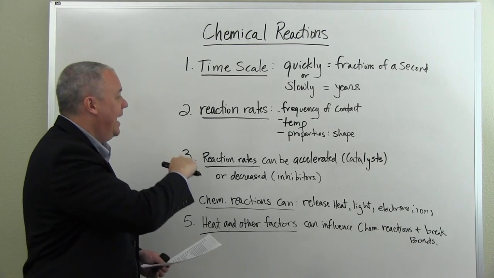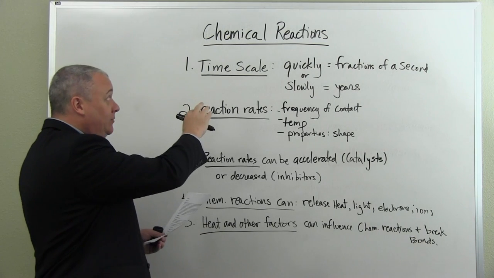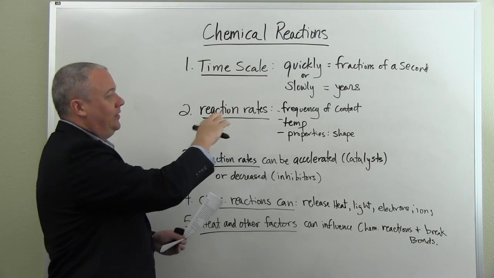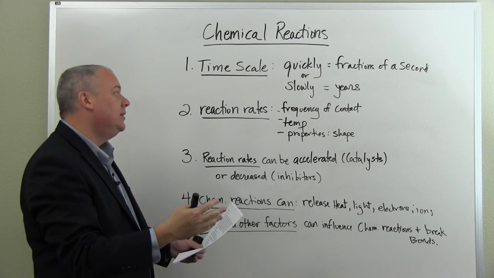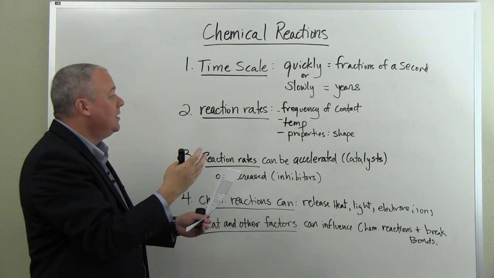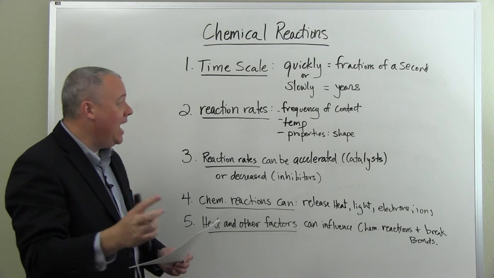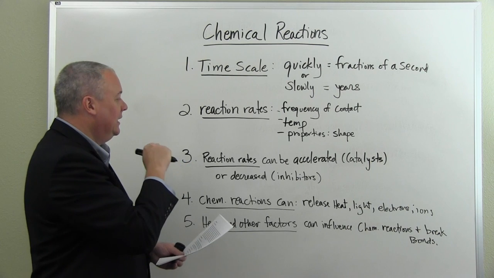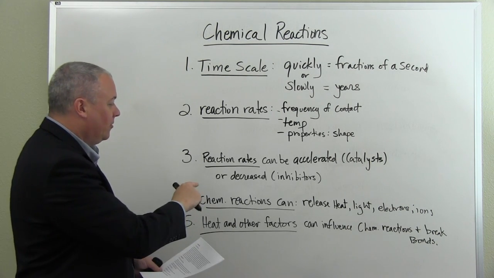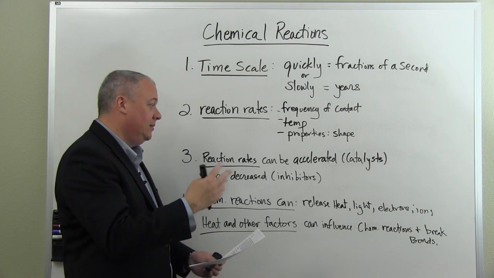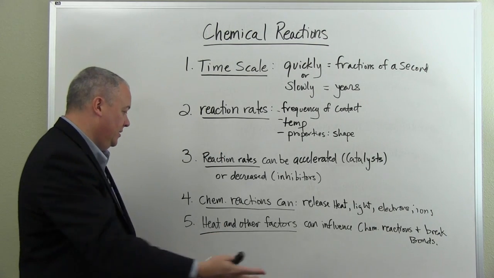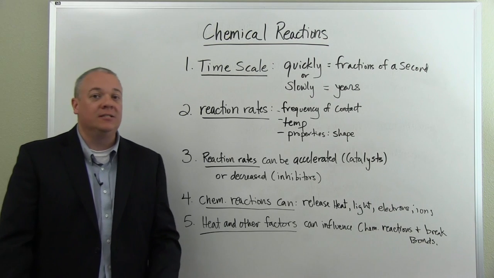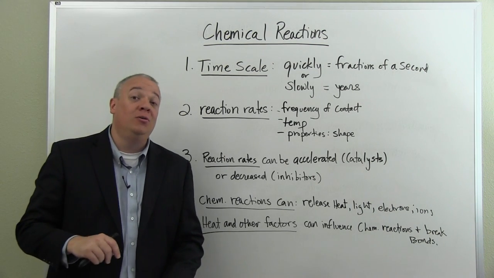But anyway, chemical reactions, just the basic overview again: time scale from fractions of a second to years and years. Reaction rates are affected by the frequency of contact, the temperature at the point of their mixing and contact, and the properties: solid, liquid, gas, the shape of it. Reaction rates can be accelerated with catalysts, decreased with inhibitors. Chemical reactions often produce heat, light, electrons, ions, and heat and other factors influence chemical reactions and help to break bonds. Once again, this has just been the basic overview of chemical reactions.